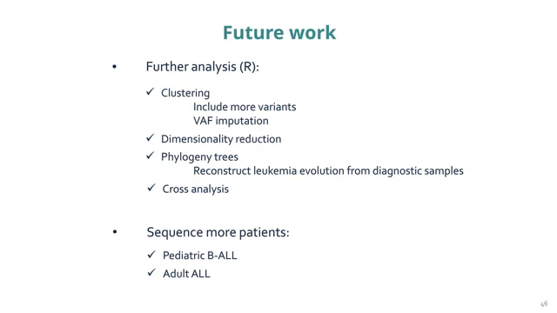Then, of course, we want to build the phylogeny tree for each of the patients so that we can reconstruct how the leukemia evolved. And we want this from each of the diagnostic samples from each of the patients, so that we can see, for example, which mutations are more driver mutations of the leukemia, which ones occur first, and so on. Then, of course, we want to do cross-analysis. It's very important that although the patients can be really different, we try to find which clones could be common and what could be the implication of each of the clones, and further study them.